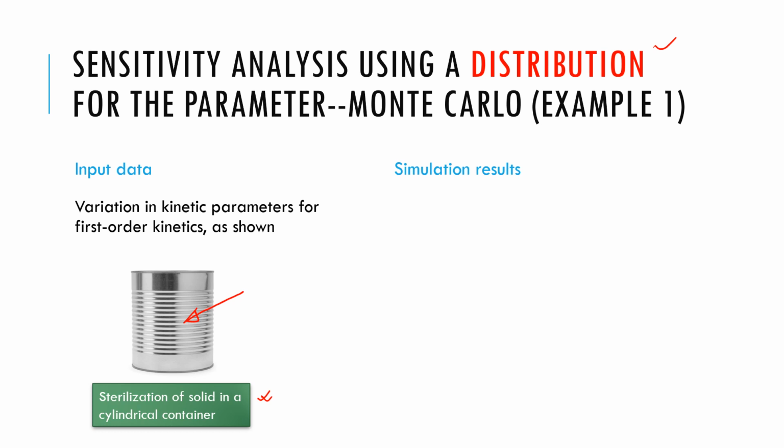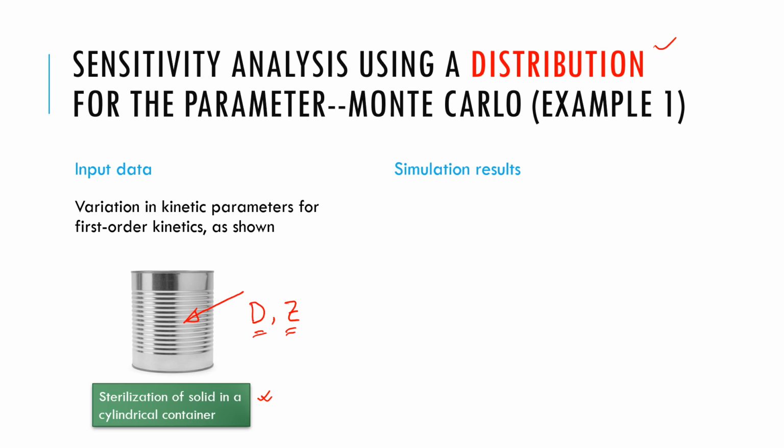Now we're going to consider the D and Z values to describe the first order kinetics. D stands for the reaction rate constant, and Z stands for its temperature dependency. These are the most common parameters used in food, so we're going to use them as is, the D and Z value. And so in this first order kinetics, these parameters have variability or uncertainty.